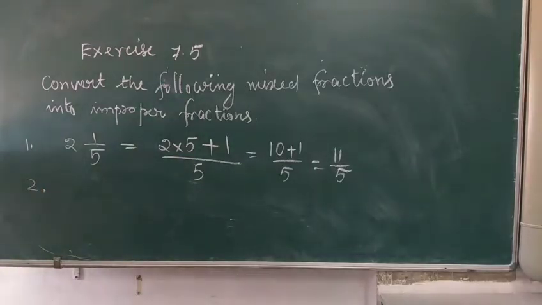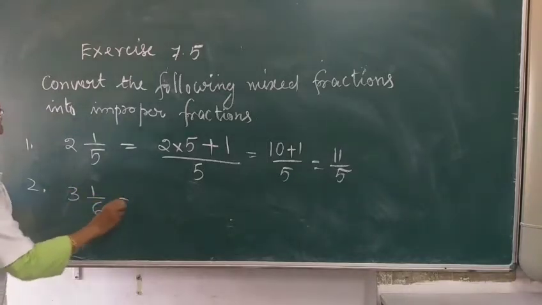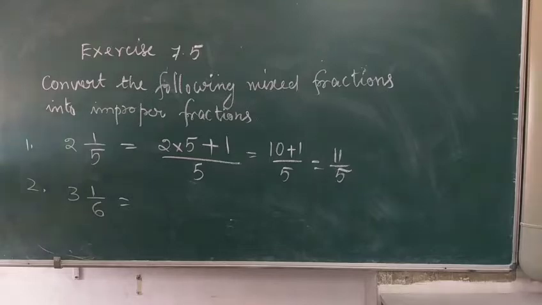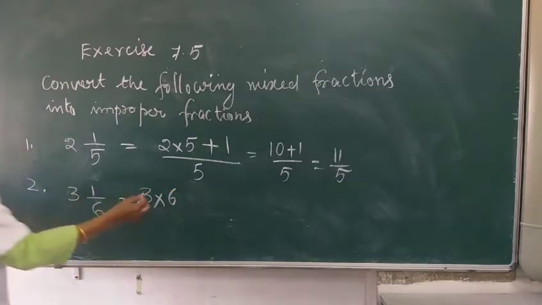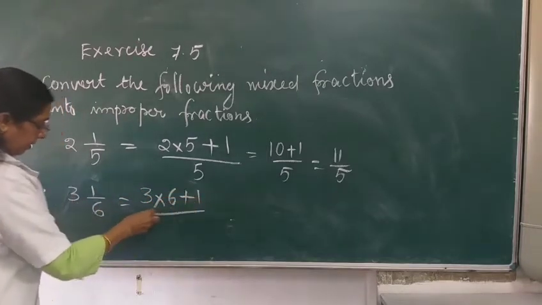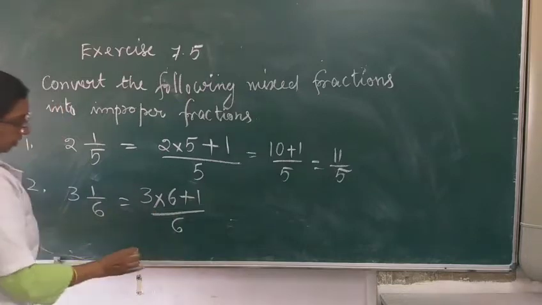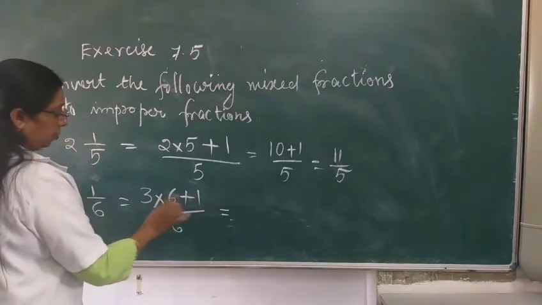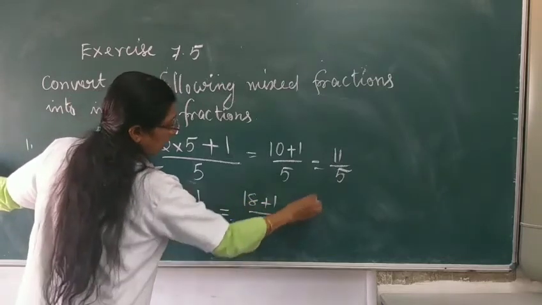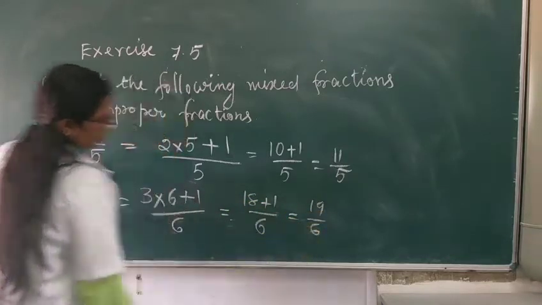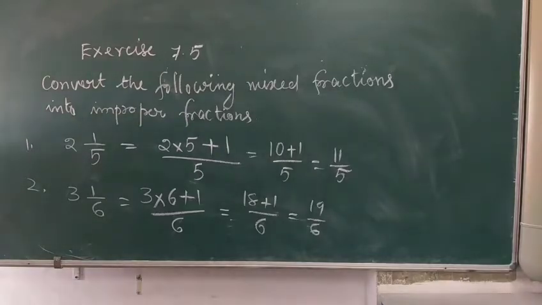Question number 2. 3 1 by 6. What is the whole number here? This 3 is the whole number and the denominator is 6. Take the product of these two first, 3 into 6, and add this product to the numerator 1 and write the same denominator here. 6 into 3, 18. 18 plus 1 divided by 6. That is 19 by 6.